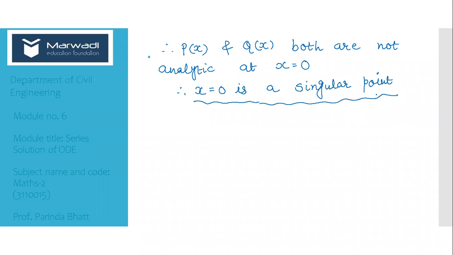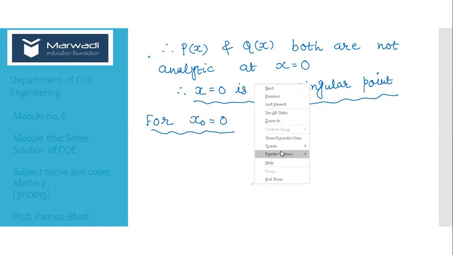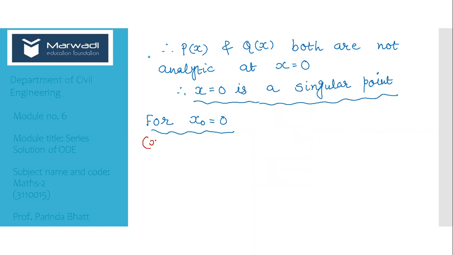Now, we have to check whether this singular point is a regular singular point or not. Now, for x0 equal to 0, we have to check these two conditions. Which two conditions? x minus x0 into p of x, and x minus x0 whole squared into q of x. Now, the first condition, x minus x0 into p of x. What is our x0? Our x0 is 0. Therefore, x as it is. What is the value of p of x? This is 1 by x. Therefore, x cancels out, and the answer is 1.